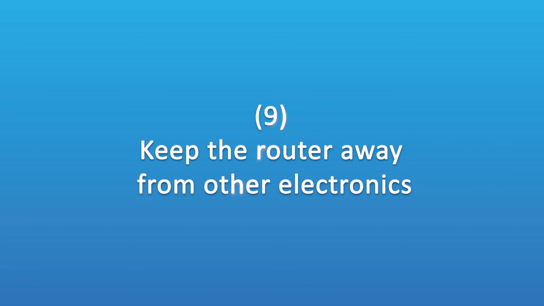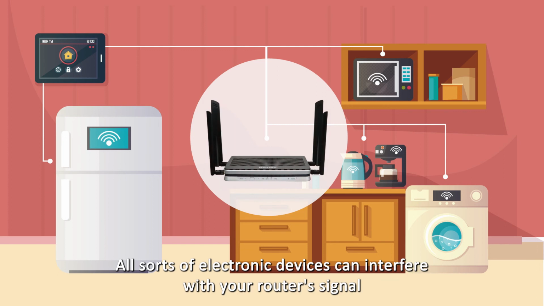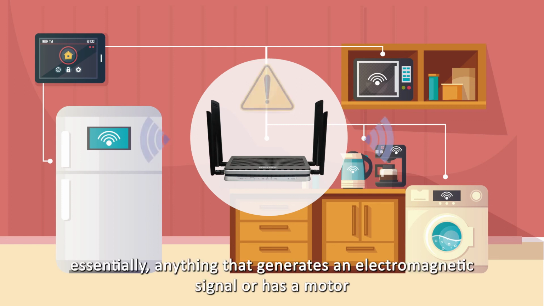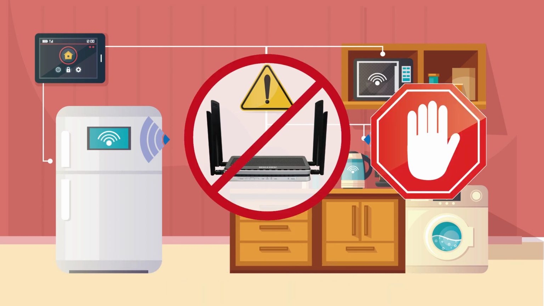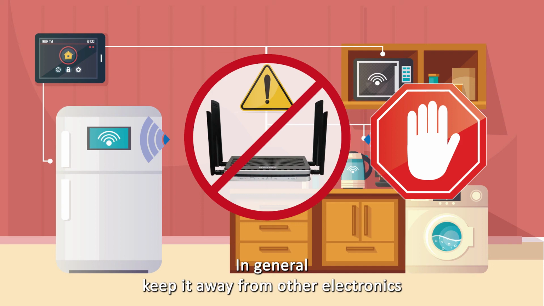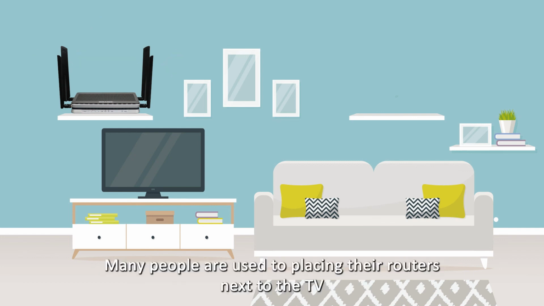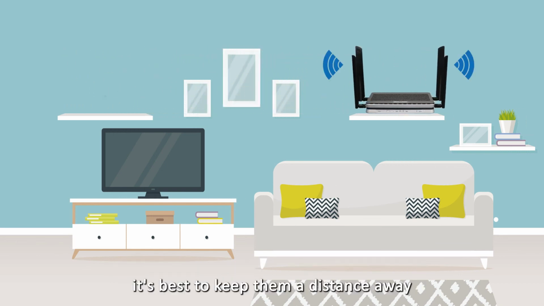9. Keep the router away from other electronics. All sorts of electronic devices can interfere with your router's signal. Microwaves, TVs, cordless phones, essentially anything that generates an electromagnetic signal or has a motor. This is why sandwiching it between home entertainment components beneath your TV is not a good idea. In general, keep it away from other electronics. Basically, electronic devices with built-in motors interfere with Wi-Fi signals. Many people are used to placing their routers next to the TV, but if you want better signal performance, it is best to keep them a distance away.